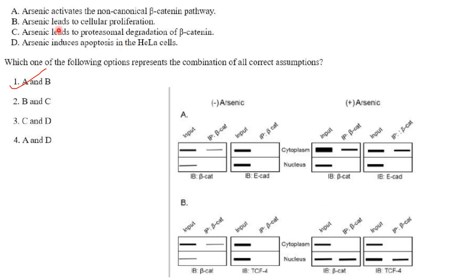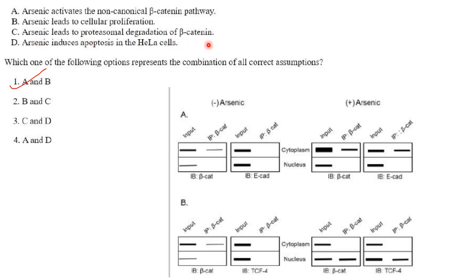Now we will read the statements. Arsenic activates the non-canonical beta-catenin pathway. That's correct. That is why it stimulates the WNT signaling pathway and also E-cadherin is stimulated. So it acts on the non-canonical pathway. So that is correct. Then arsenic leads to cellular proliferation. Yes, that is why beta-catenin got bound to TCF4 in the nucleus and it results in cellular proliferation. Arsenic leads to proteasomal degradation of beta-catenin.